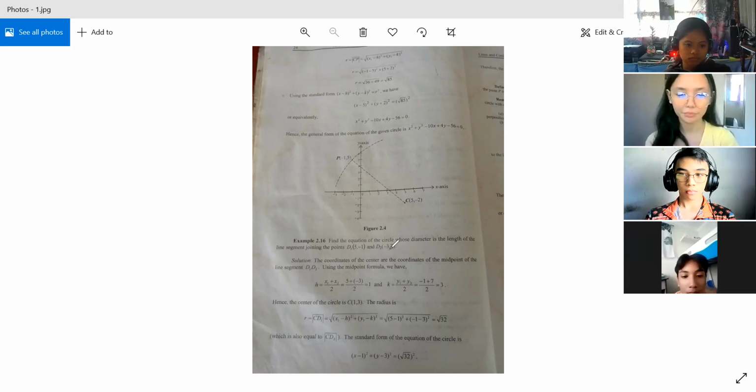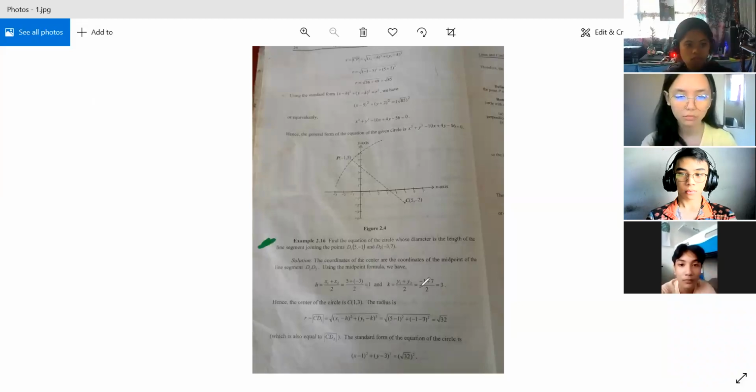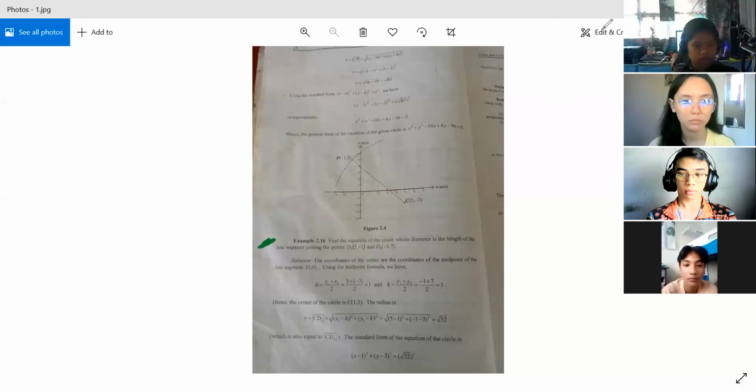So now we will have one example here, example 2.16. Find the equation of the circle whose diameter is the length of the line segment joining these 2 points.